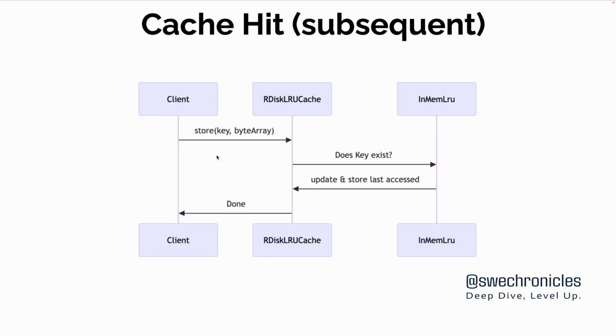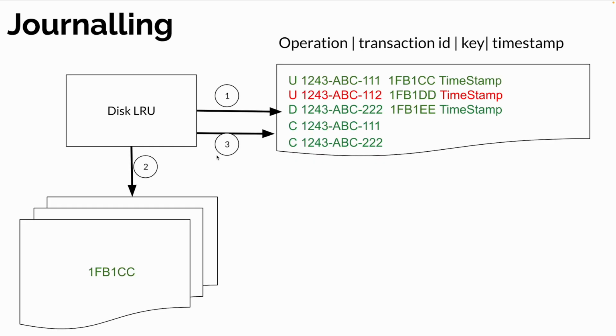Okay, now it's important to discuss the journaling that we are going to add to this cache. It's a vital mechanism in the cache for ensuring data consistency and recoverability. It acts as a log that records a sequence of cache operations, allowing the cache to be restored to a consistent state in case of a crash or unexpected shutdown.